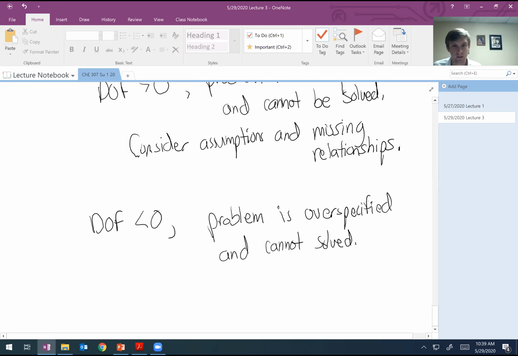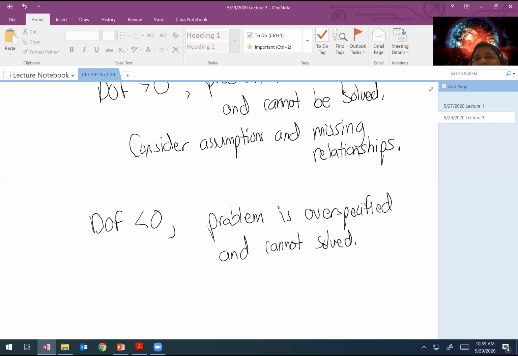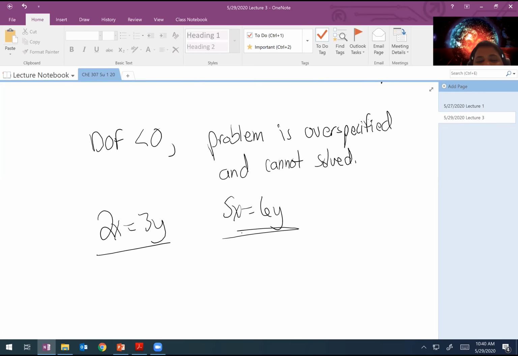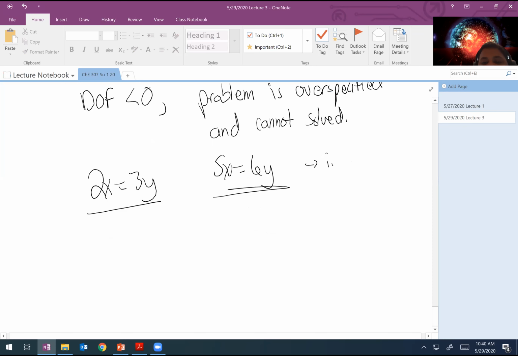I have a question. Yes. So you want your degree of freedom to equal 0 always? Yes. So if it's overspecified, it's still not solvable as well? Yes. There's something happening. You've either identified too many equations, or you have some redundancy of information, or there's inconsistency in your relationships. For example, if I say 2x equals 3y, and 5x equals 6y, these relationships are inconsistent. There's no valid relationship between x and y, because I have 2 and they're not consistent with each other at the same time.